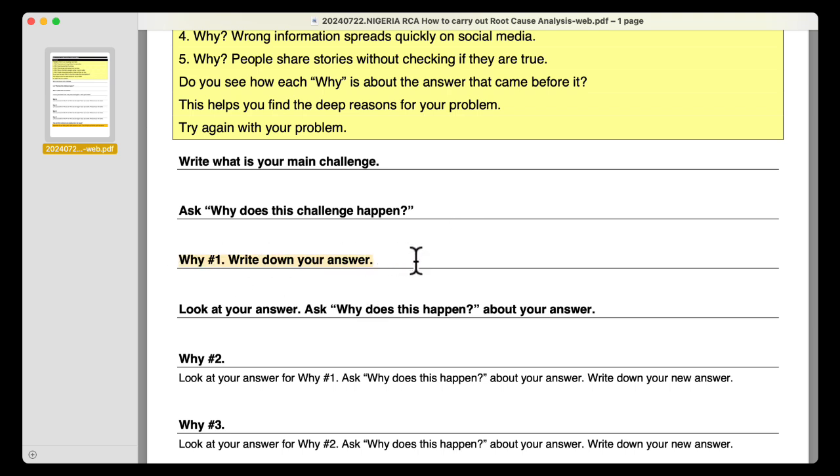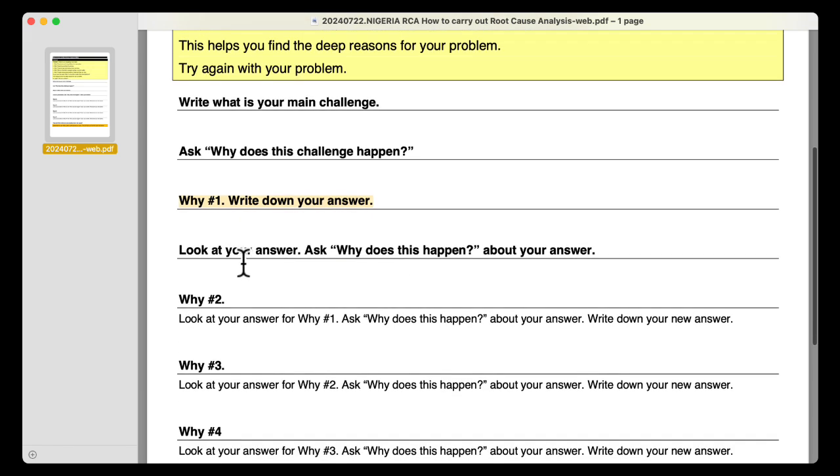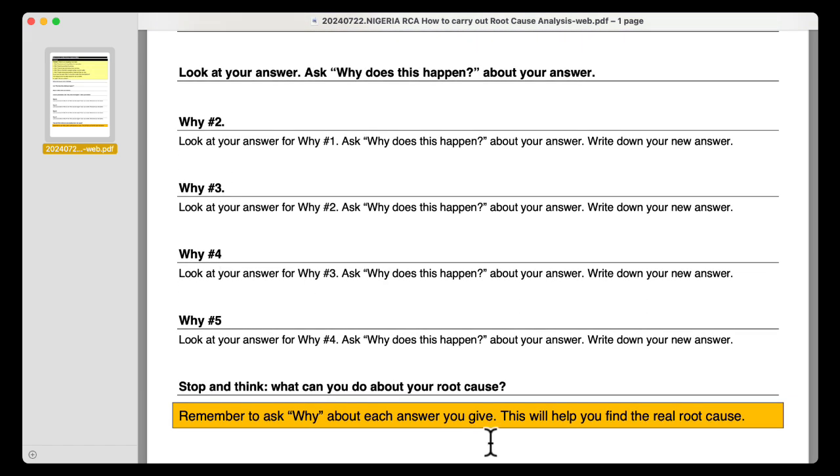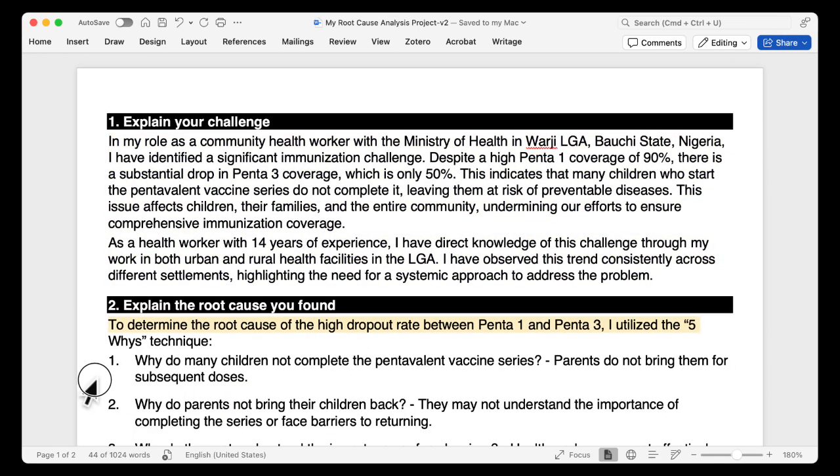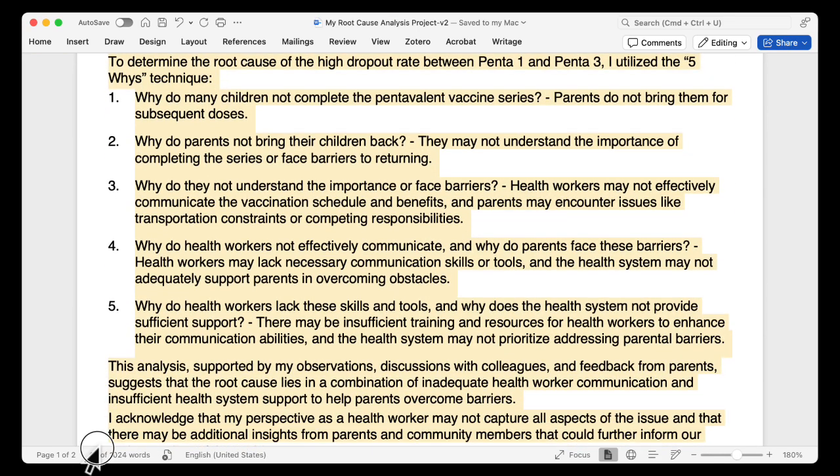Why does this challenge happen? Okay. And then once you have an answer there, you say, well, why does that happen? And you keep going on and on. And remember to ask why about each answer you give. It's not just giving 5 reasons for something. So again, we're going to go and yes, here is the work.